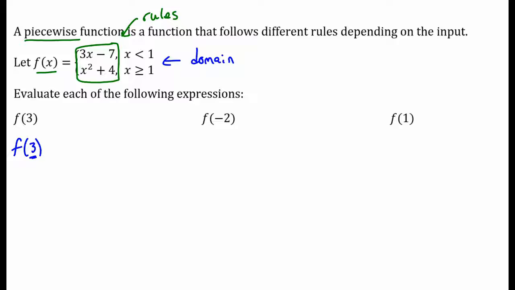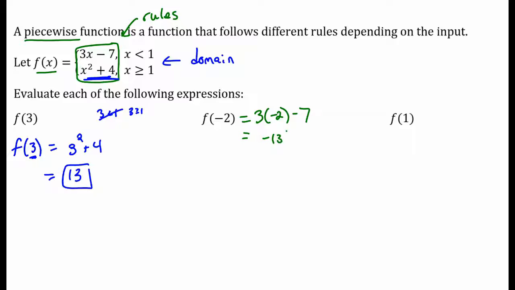F of 3, my input is 3. Which turn am I going to take? Which rule is the machine going to process? Well, is 3 less than 1? No. Is 3 bigger than or equal to 1? Yeah, so we're going to use this bottom rule here, x squared plus 4. 9 plus 4 is 13. F of negative 2. Well, if I plug in a negative 2, where does that fall? It falls up top here. So we're going to use the top rule. 3x minus 7. Get negative 13.